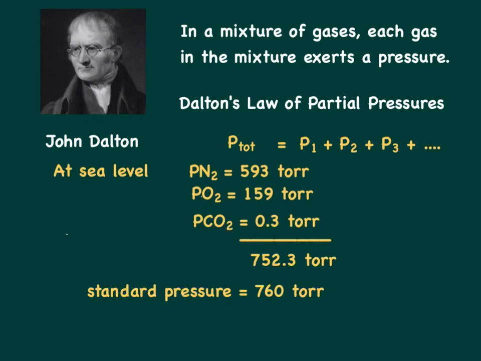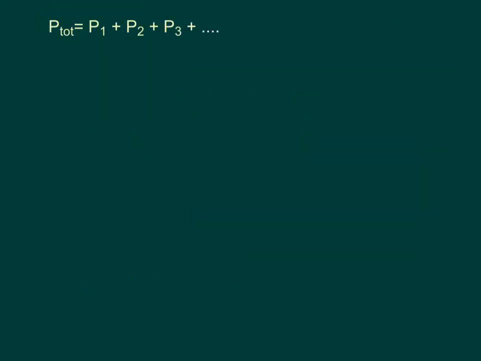The rest of that pressure, the difference between these two, is water vapor. Now the amount of water vapor is going to vary depending on the temperature of the atmosphere. The higher the temperature, the more water will vaporize into the atmosphere, so the higher the vapor pressure. If we know the total pressure of gases in a mixture, we can use Dalton's law to determine the partial pressures of each of the gases in the mixture.